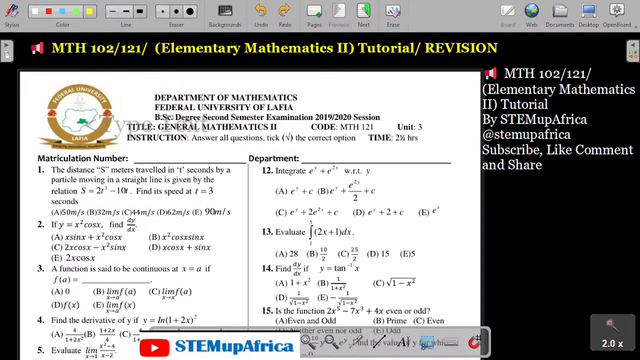Math 102 and 121 comprises questions from trigonometry, differentiation, application of differentiation, integrations, and calculus in general. So let's dive into it by looking at question 1.